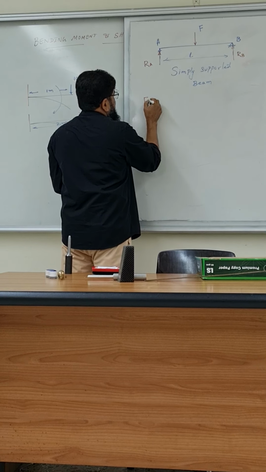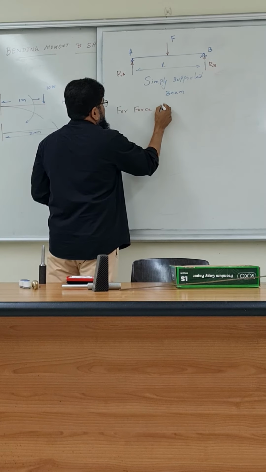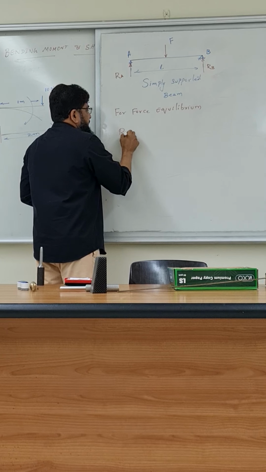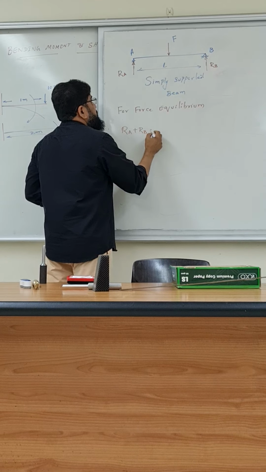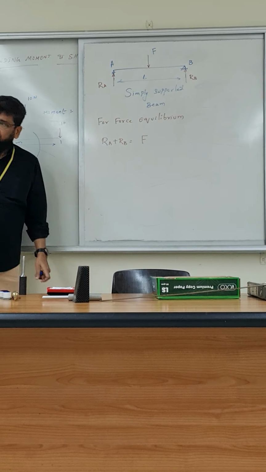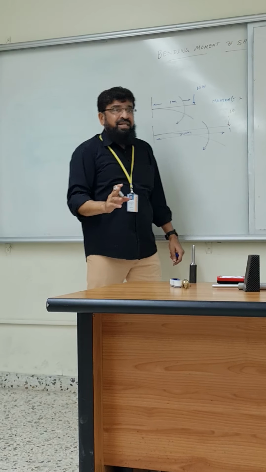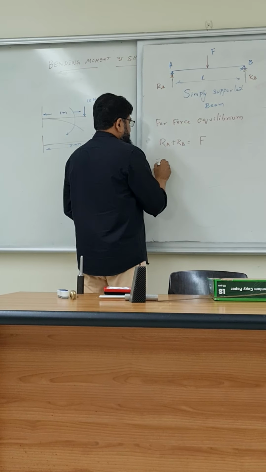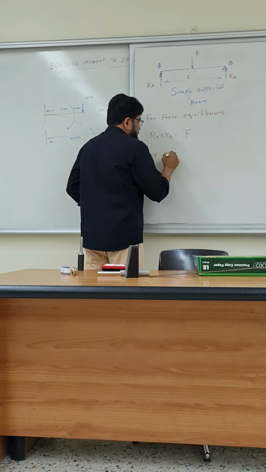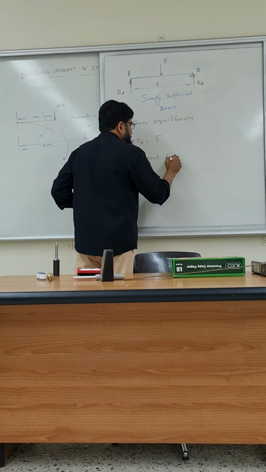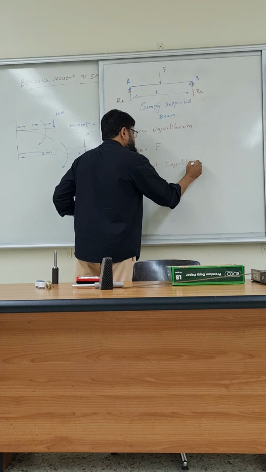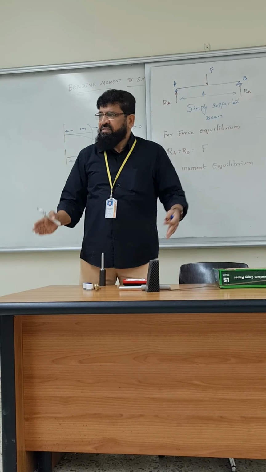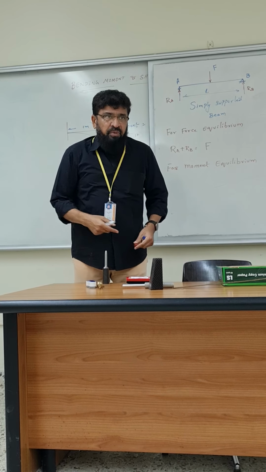RA plus RB should be equal to what? F. Is it not? This is one condition. What is the second condition? I said there should be moment equilibrium also, is it not? For moment equilibrium, I will take any portion, either A or B, as my reference to find out the bending moment.